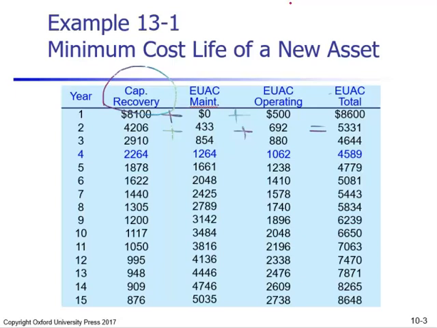So it continues that thing because it wants to find the minimum cost life. Minimum cost life is where the EUAC total is minimum. So we go here and check, it comes down from year 2 to year 3, again goes down. From year 3 to year 4, again goes down. From year 4 to 5, it goes up. So this is the best time.